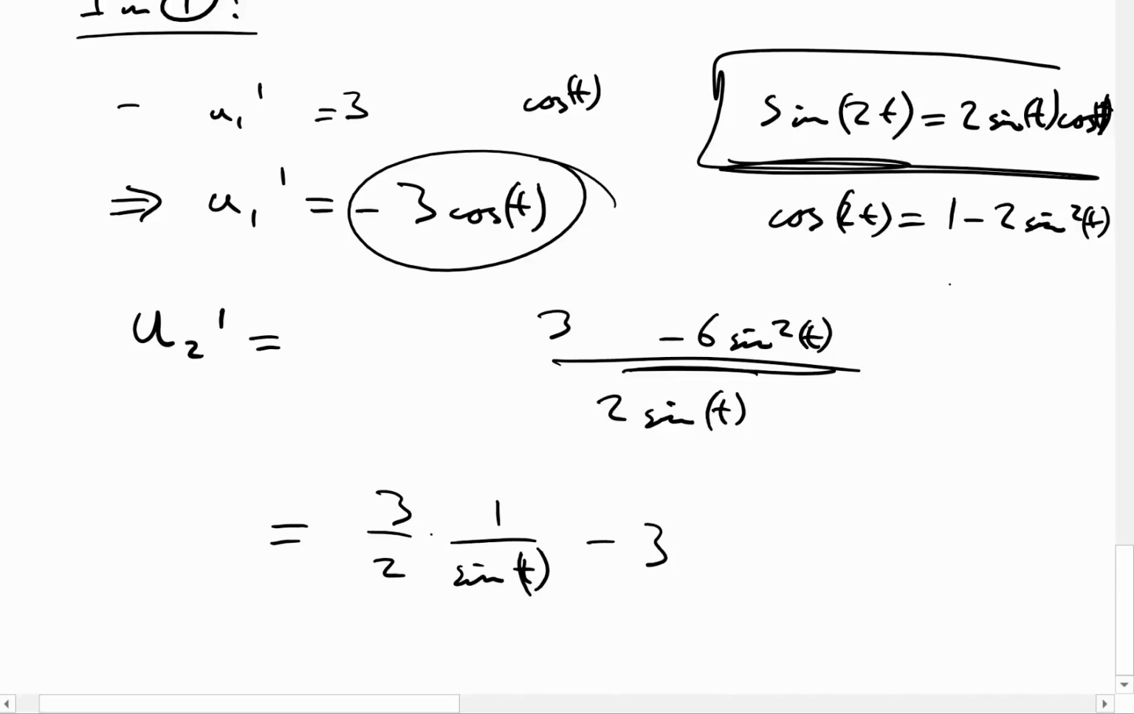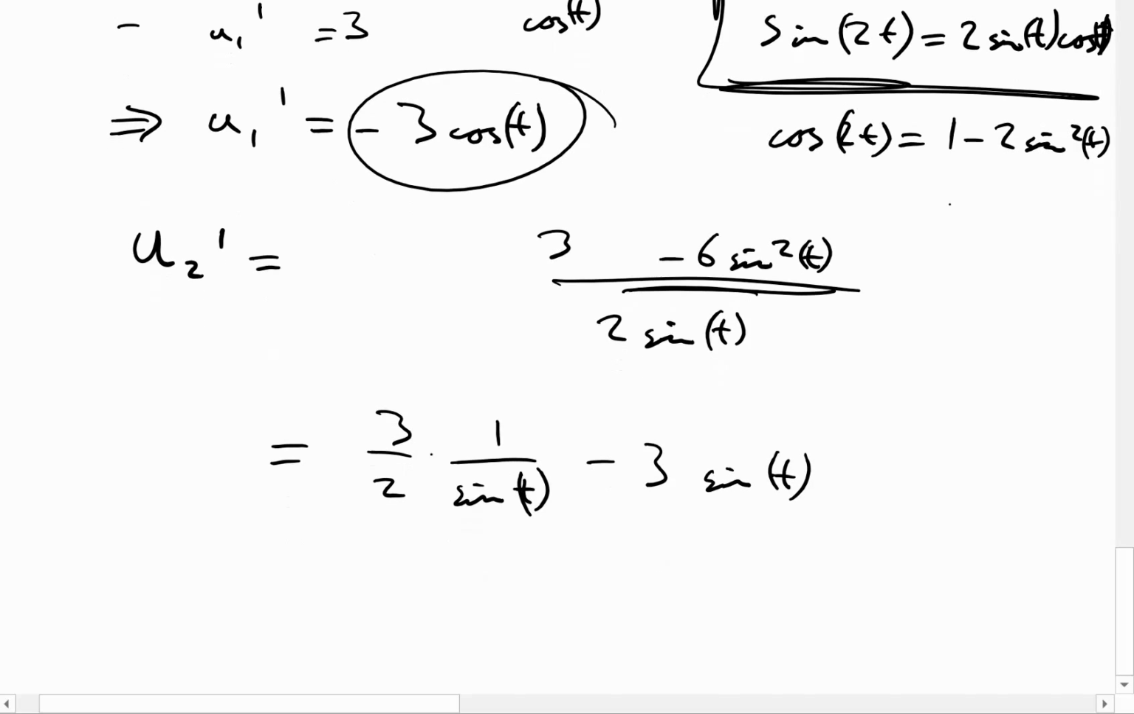Minus 6 over 2, which is 3, sine squared t over sine t. Okay, well, are you happy then? I can just cancel one of those sines off with one of those sines in there, so there we go. So I can just write this out as sine t. So this is effectively what I'm left with, so u2 dash now is going to be that.